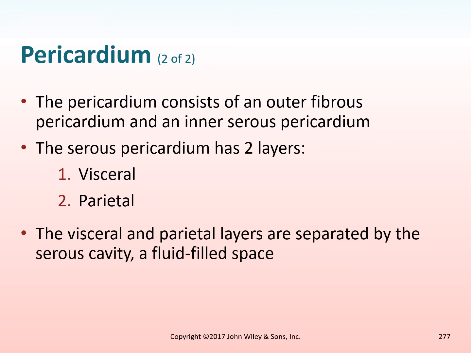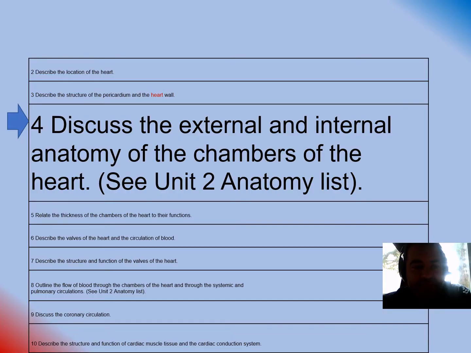And just outside of the serous part, it turns into what is known as the fibrous pericardium, which is more on the outside of the two layers of the inner serous. Discuss the external and internal anatomy of the chambers of the heart.